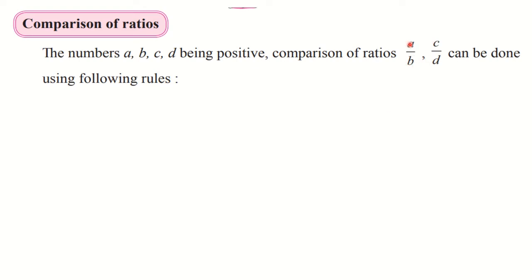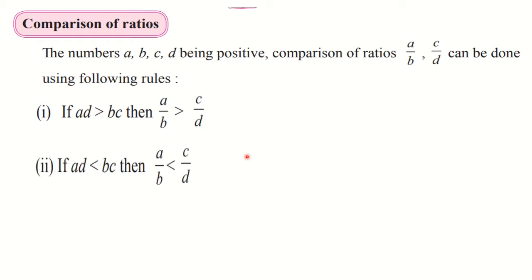Because in the rule you will find we are comparing AD and BC. So how are we getting AD? We are doing cross multiplication here: numerator of the first ratio into denominator of the second ratio, and then the numerator of the second ratio into denominator of the first ratio. So the first rule: if AD is greater than BC, then we can say that the first ratio is greater than the second one. Then the second rule: if AD is less than BC, then the second ratio is greater.